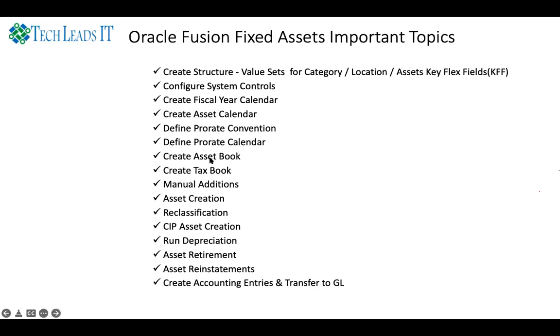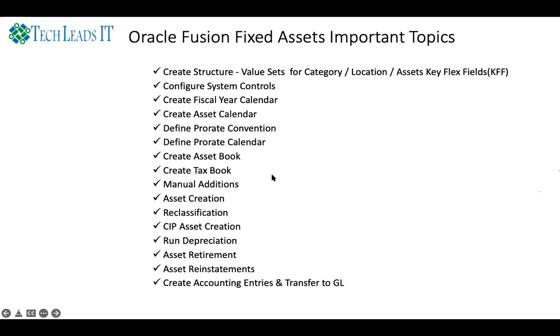So we will also cover the asset book, which is the prominent asset feature, and all the asset works only on this asset book. We will also be discussing the tax book, because the asset book will be different from the tax book in some scenarios. We will discuss that.